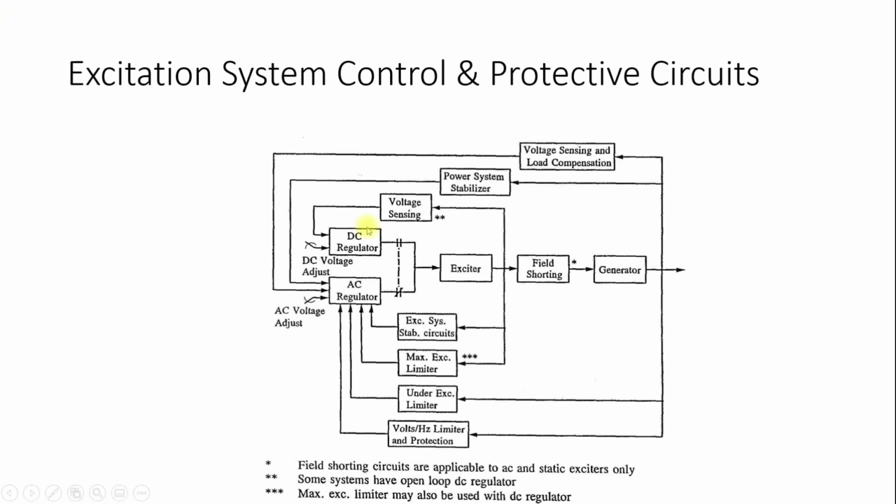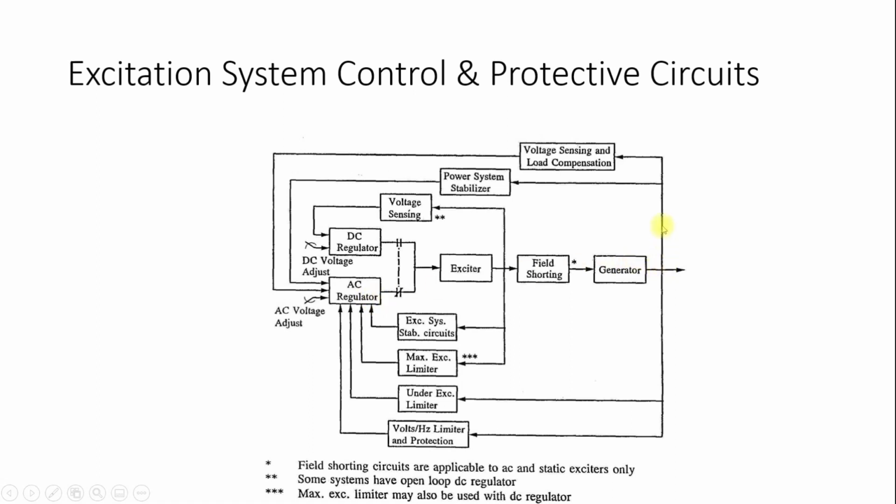And this is the whole system of the exciter, showing everything. So here we have this exciter. This exciter is going to be connected to the generator with the help of field windings, and then this exciter is connected to the excitation system stability circuit, then the maximum excitation limiter, then the under excitation limiter, then the flux limiter, and all these inputs are being provided to the AC regulator.